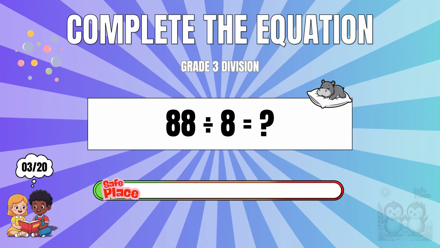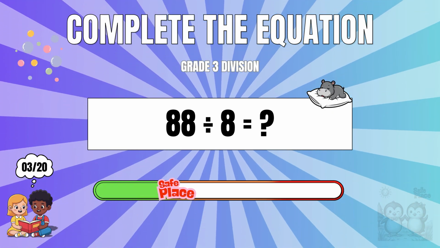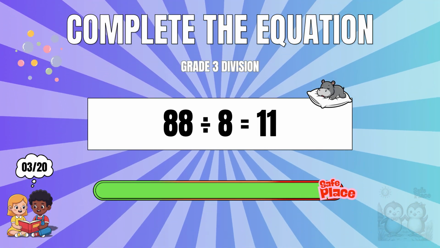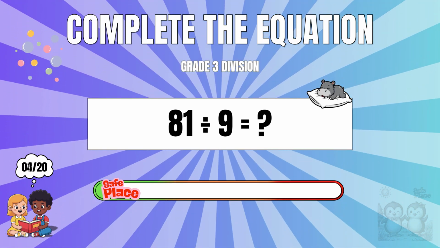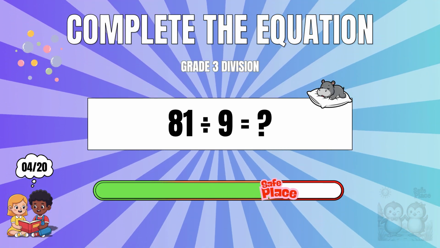Solve this, 88 divided by 8. Three, 2, 1. The result is 11. Give it a try. 81 divided by 9. Three, 2, 1. That makes 9.